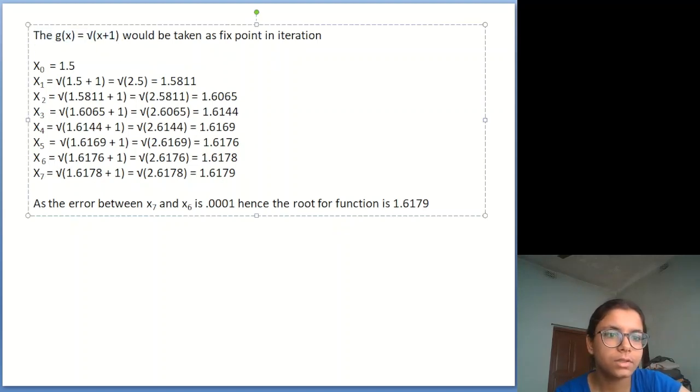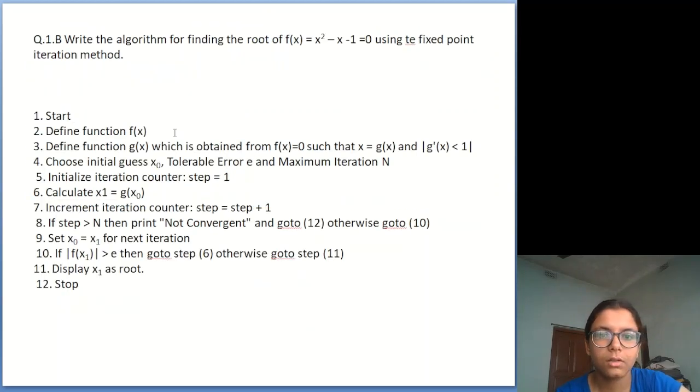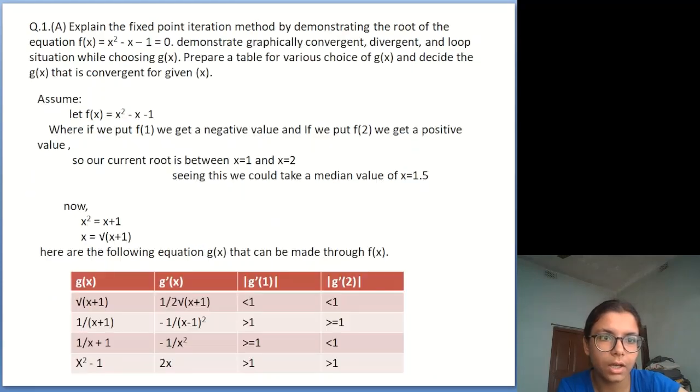And so for this again, after finding out the g(x), which is obtained from f(x) equals 0, we have to put f(x) equals 0 such that our x is equal to the g(x) value. So when I first started this video, I have already shown you that this was my way of finding the x equals g(x) form, and that's how we found all the g(x) in this table.